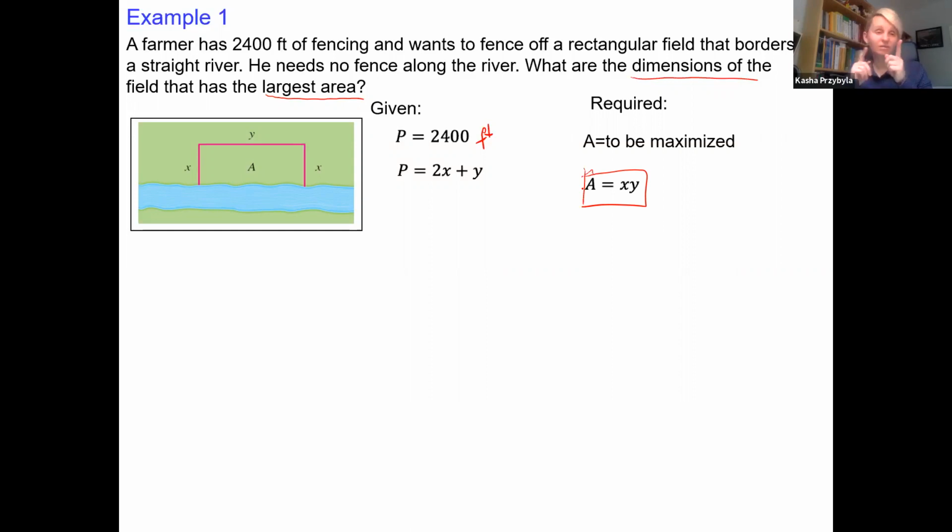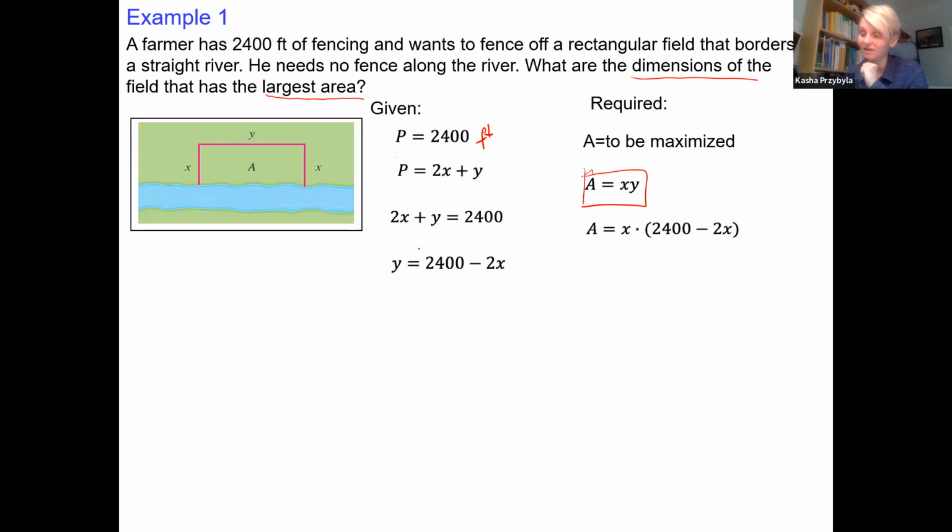However, we don't like a function of two variables at the moment, x and y. We have to replace x in terms of y or replace y in terms of x. How can we do this? Of course, we will always use the given information, because we know that 2,400 is 2x plus y. I think it's easier to solve for y. That means y equals 2,400 minus 2x.